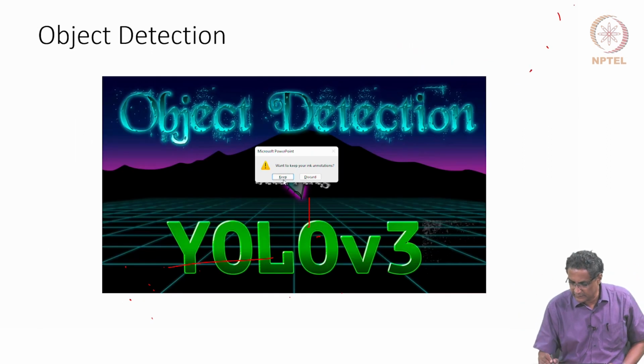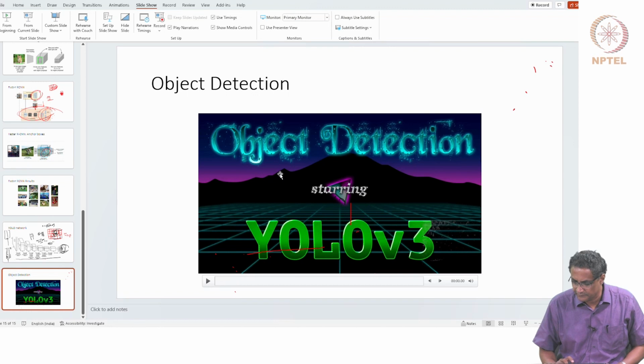Okay, now that's about object detection. So we saw RCNN, we saw faster RCNN, we saw YOLO.